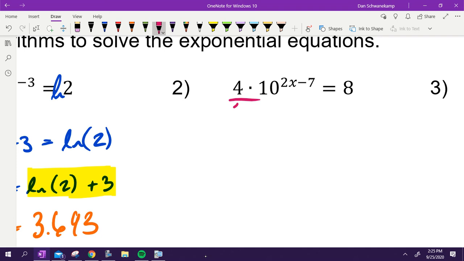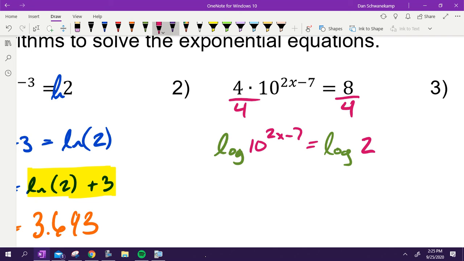Instead, just get rid of this 4. We can get rid of that 4 really easily by just dividing it over. So then I've got 10 to the 2x minus 7 is equal to 2. I want to get x by itself. What do I need to get rid of next? The 10. What is the opposite of 10 to a power? Log base 10, or even better, just log, because log is a base of 10. And so we can just take the log of both sides. On the left side, log and the 10 to a power are going to cancel. That is going to be equal to the log of 2.